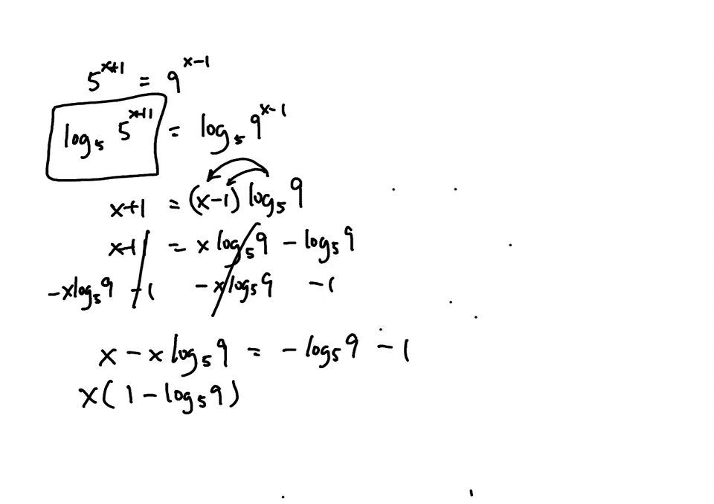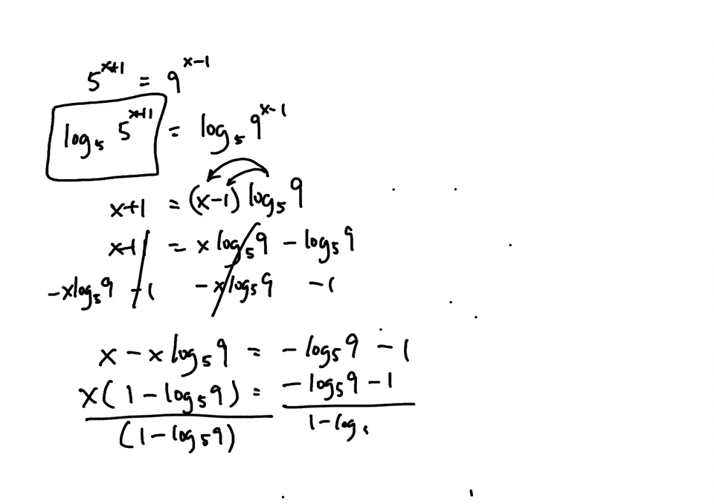Now, if you're ever not sure, multiply the x back to see if you get the original. Equal negative log base 5 of 9 minus 1. And from here, I divide both sides by 1 minus log base 5 of 9. And this right here is our solution. You get the same value as you did before, it just looks slightly different. Some people do it this way. You can do it if you want, or you can just use regular log or natural log. It doesn't matter, you'll get the same answer anyway.